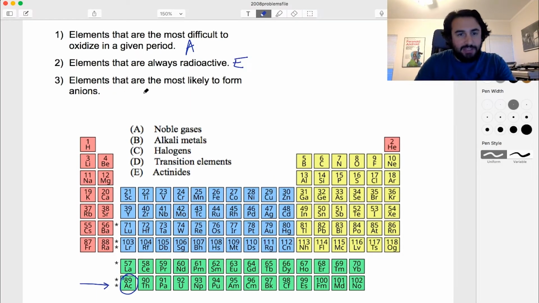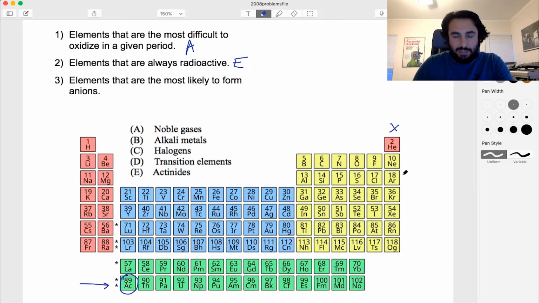Now, three, elements that are most likely to form anions. So when an element forms an anion, it must have gained electrons, right? Anions are negatively charged ions. And so it must have gained electrons, so we're looking at electron affinity. Okay, and electron affinity also increases going to the right, increases going up and right. So the only thing is that we exclude the noble gases there because they are inert.